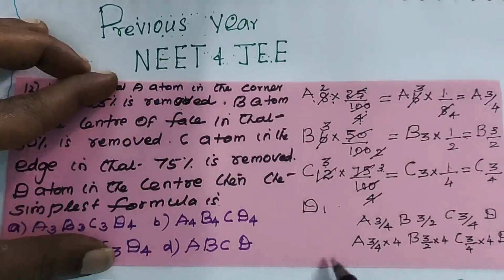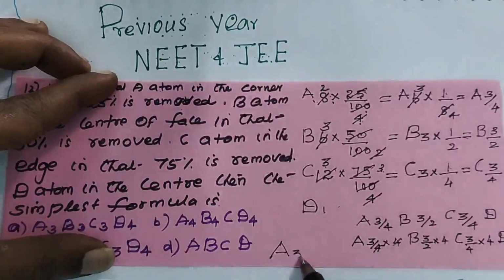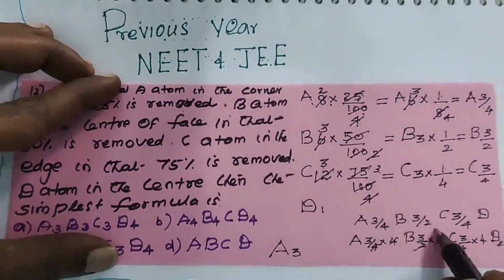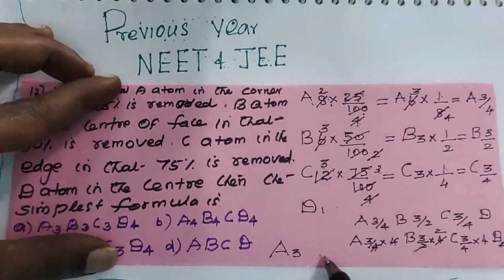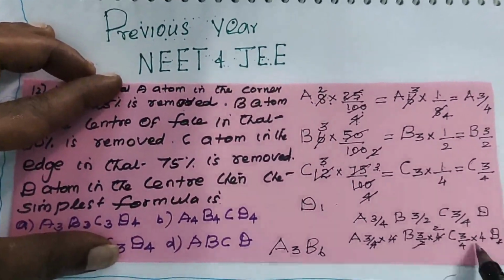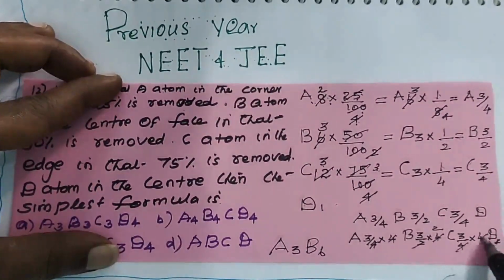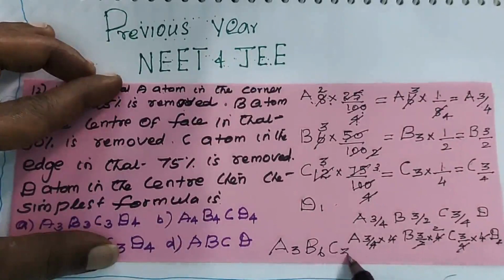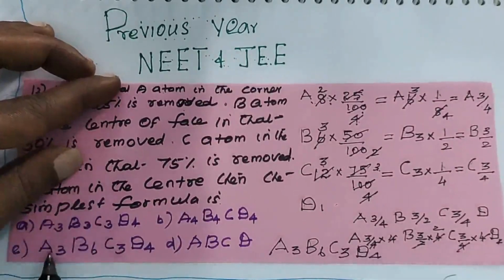So the correct answer: A 3, B 6, C 3, D 4. So the option is A 3, B 6, C 3, D 4.